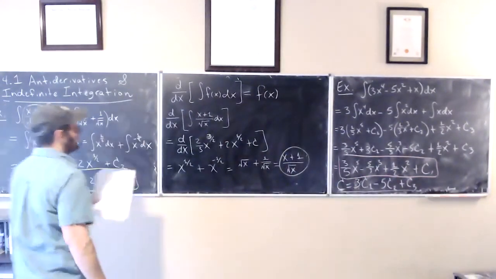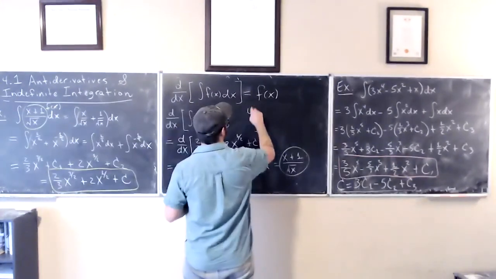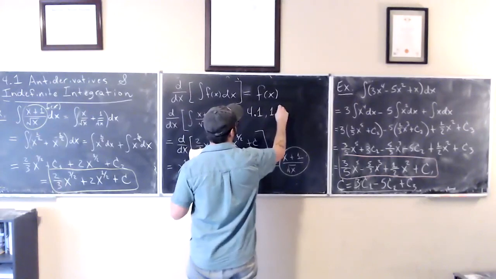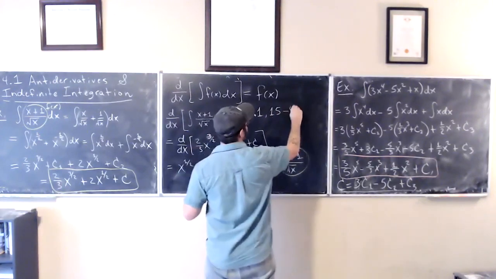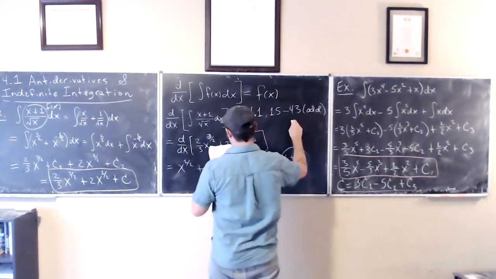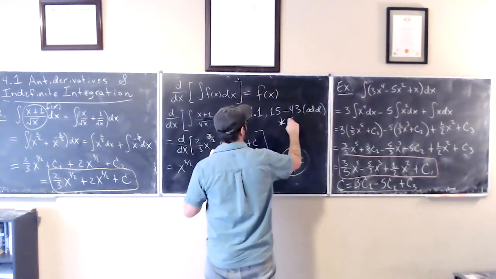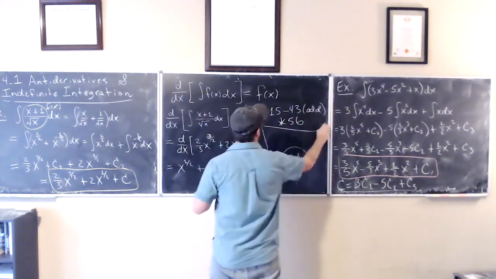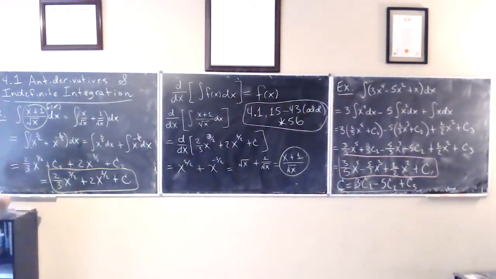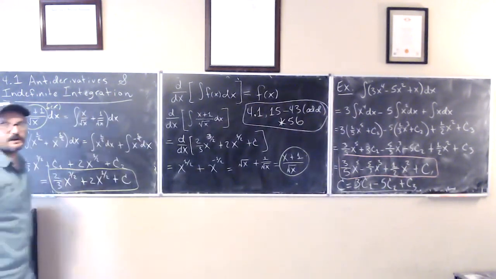So from this section, the suggested problems are 15 through 43 odd, and then 56. Okay. All right, so I'm going to go ahead and stop the recording here.